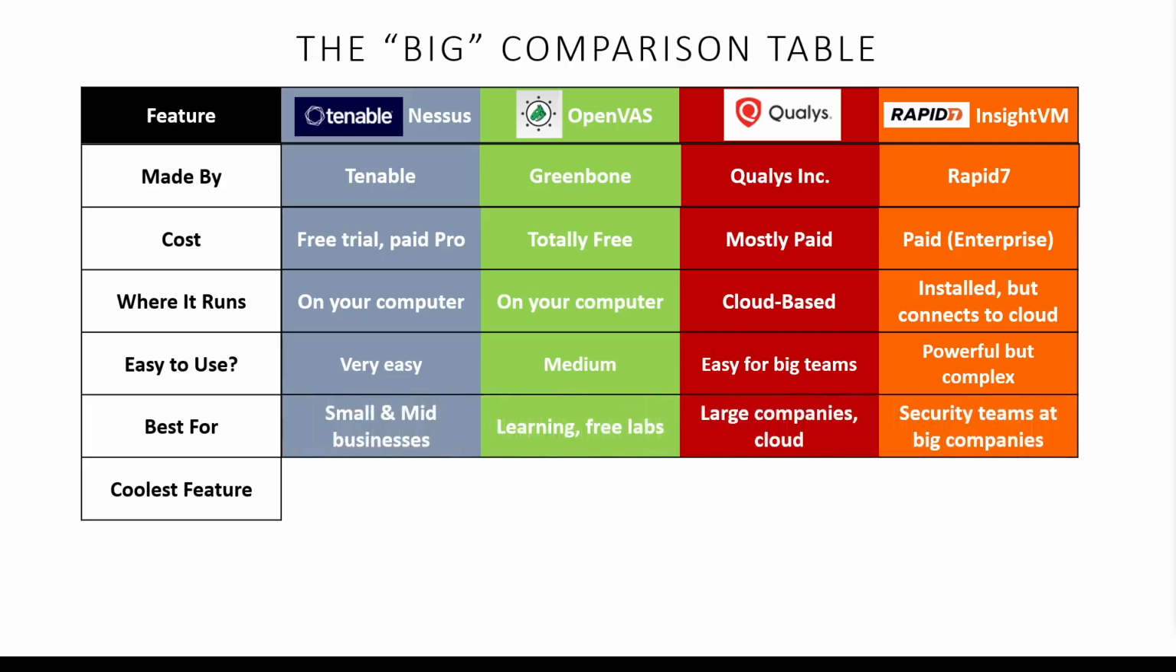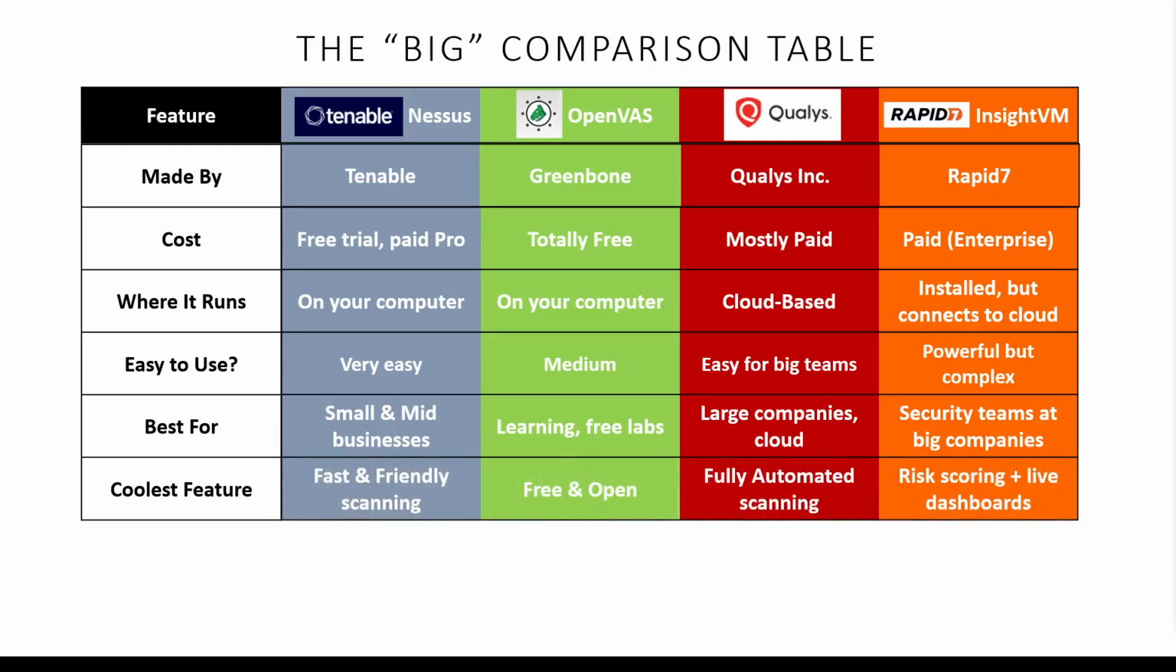Next, best for Nessus is really designed for small to mid businesses. OpenVAS, as we see, is for learning and free labs. So it's one of those tools you could use to start to perform and understand how to do authenticated scans. Qualys is for large companies. It's a cloud-based program that's used. Insight VM is for security teams at big companies. We'll see why in just a minute.